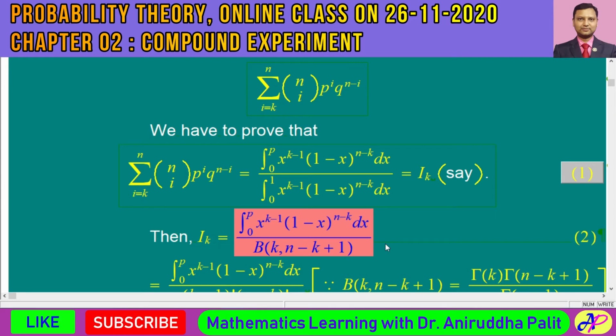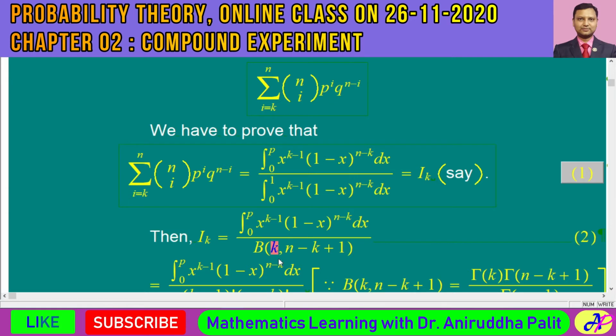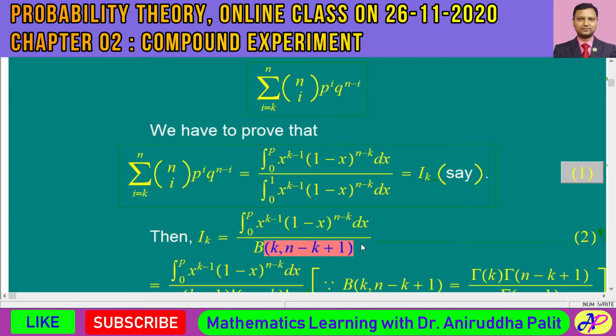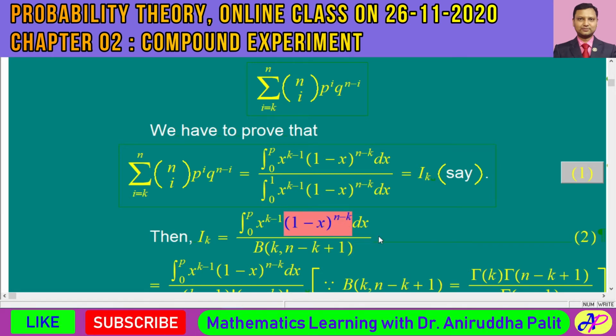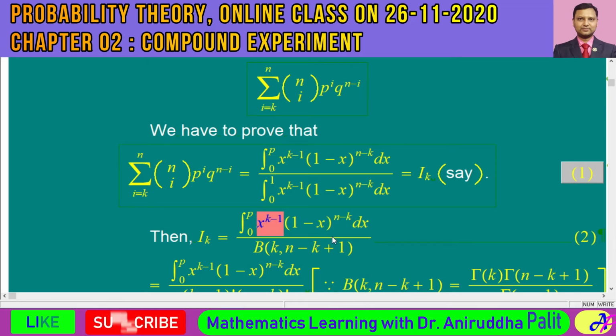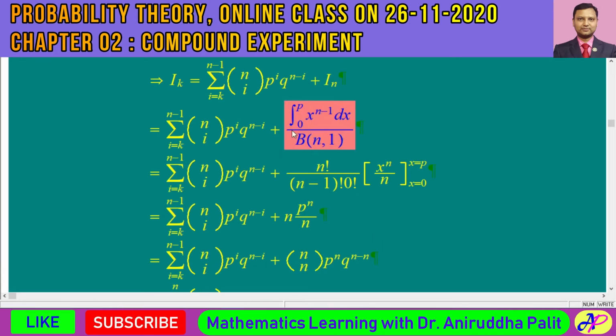If you put k equal to n, you observe that over here beta of n is there, then the second parameter would be equal to 1, so beta of n comma 1 would be there. And if you put n equal to k, this term would be equal to 1, and this would be equal to x to the power of n minus 1. So this I_n becomes equal to this kind of expression.